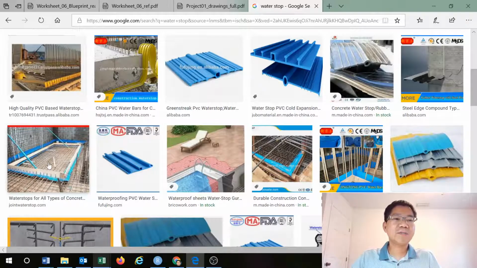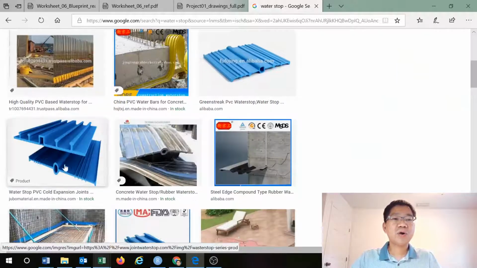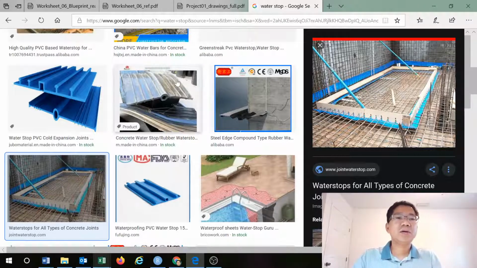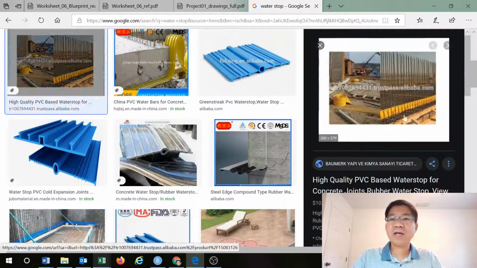So how it's set up, for example, here is a drawing that shows how they set up the water stop between the bottom slab and the wall, so that it can eliminate the leaking between the old and new concrete. Or here with the yellow, they can do that.